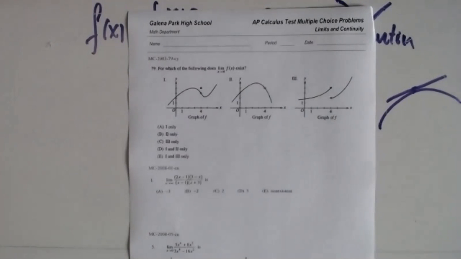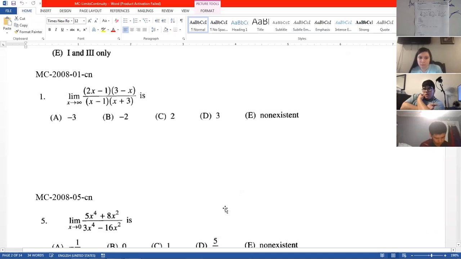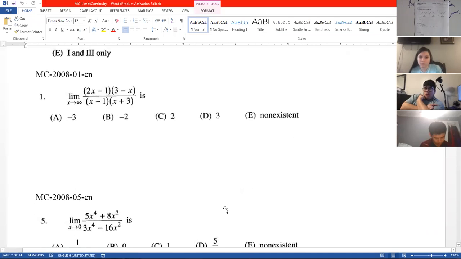Now, let me see if you understood what happened in the previous problem. Another limit at infinity. Ready? Work it out and tell me the answer.